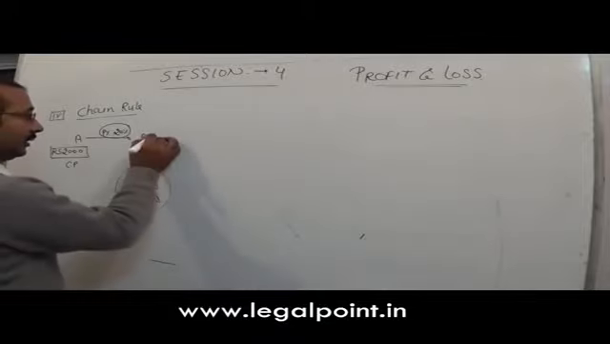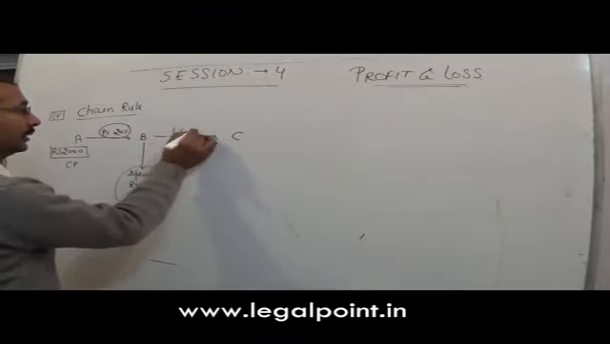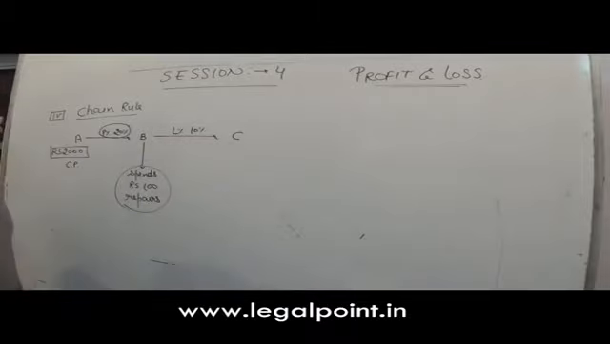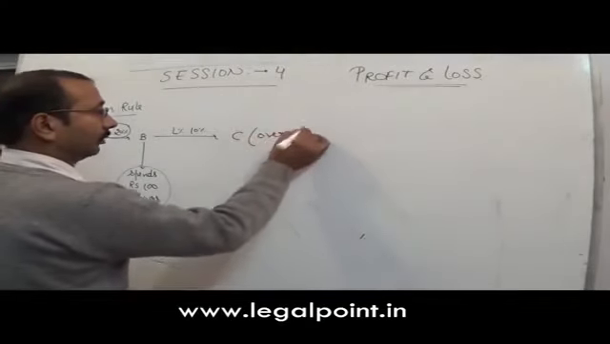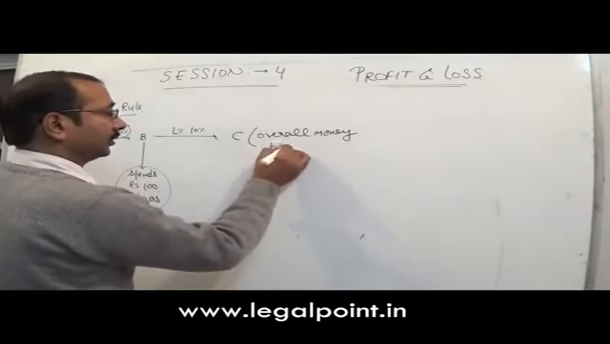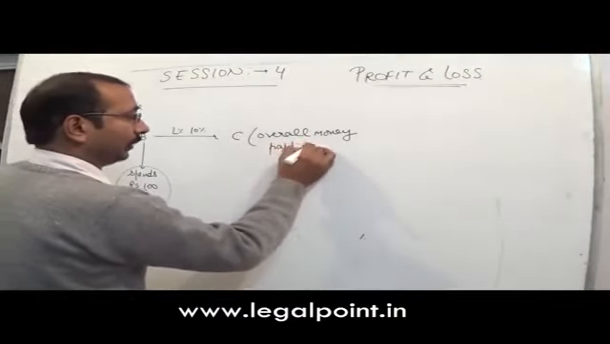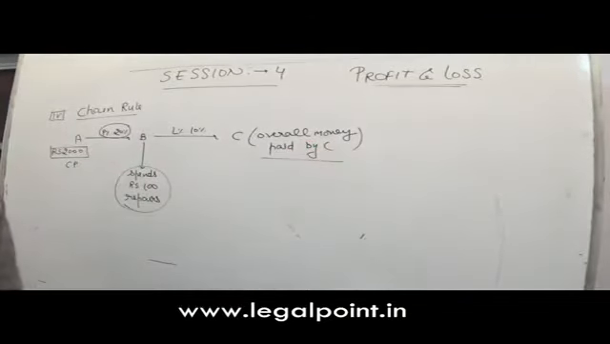Then it is given that he further sells it to C at a loss of 10%. In the answer we have to find out what is the total money paid by C. That's the question. Now, how can we answer this type of question?